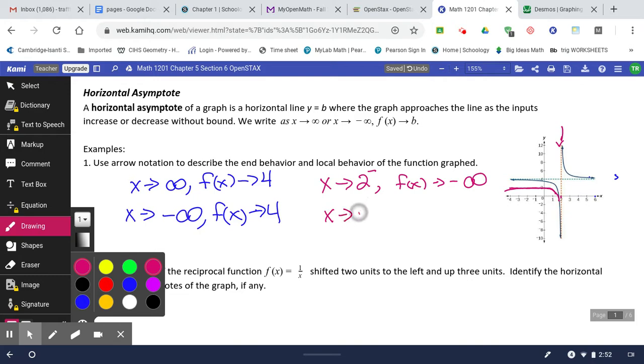As x approaches 2 from the right, so we're going towards 2. We're coming from the right side. Where are we going? Our function is going to infinity.